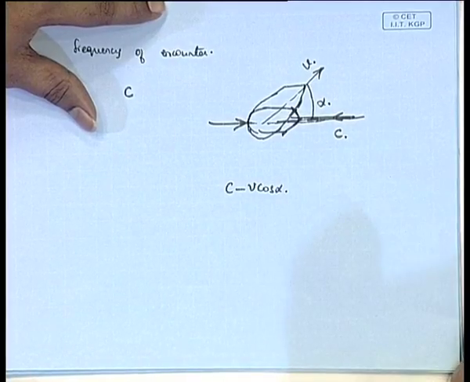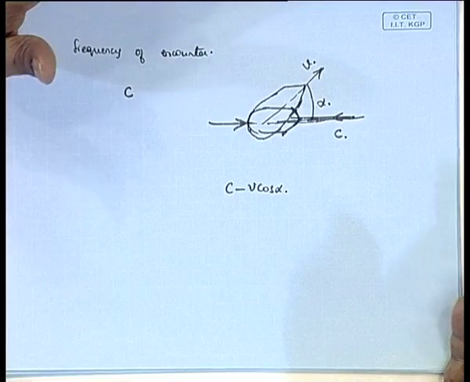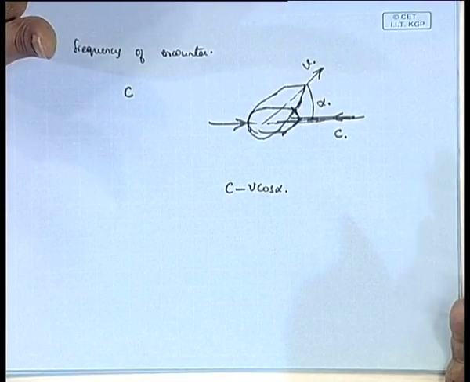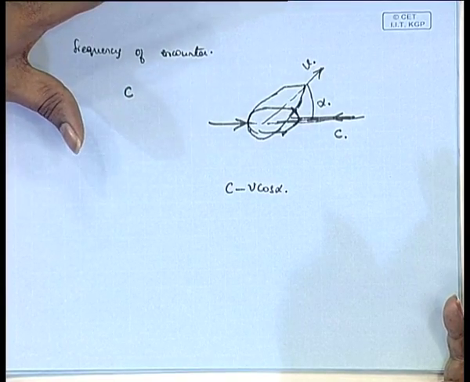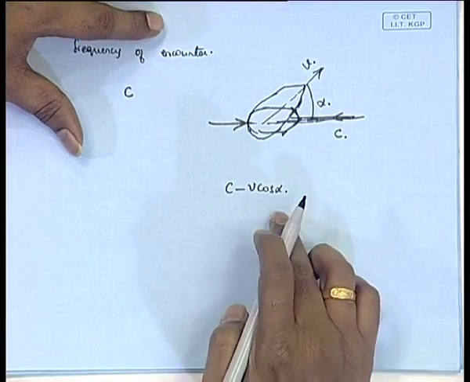Or c plus v cos alpha, depending upon whether the wave is a following wave or a head wave. Depending upon that we will write it as c minus v cos alpha or c plus v cos alpha. At any rate, it will be v cos alpha.